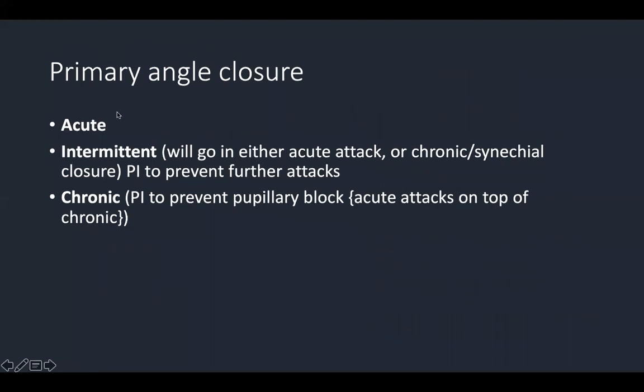Primary angle closure can present acutely, as in this case, or chronic, where the patient will have high IOP plus peripheral anterior synechia, or the patient might have intermittent attacks, either presenting as an acute attack or maybe subacute attack, not with the dramatic presentation of the acute one, or it will go into the chronic synechial closure.